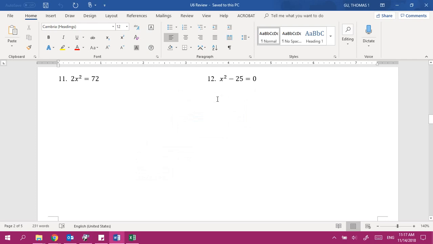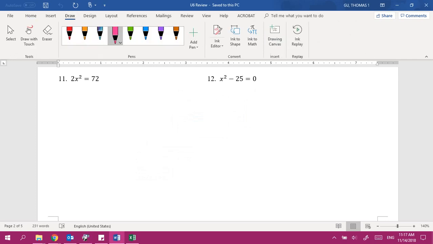All right, so number 12 right here. First thing you want to check for is if it's set equal to 0, right? Is it set equal to 0? Yes, sir. Yes, it is. Okay, then you want to check for greatest common factors. Are there any greatest common factors there besides 1?